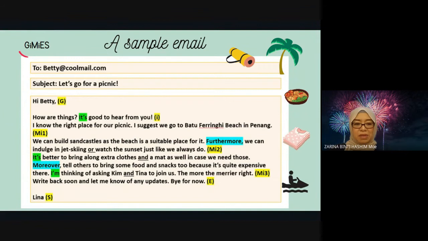Okay, ini ada lagi benda yang kamu nak bawa kan? Of course you need to bring some food and snack, because it's quite expensive there. Okay, sebab kat sana mungkin mahal nak beli kan. Okay, then extra information here.